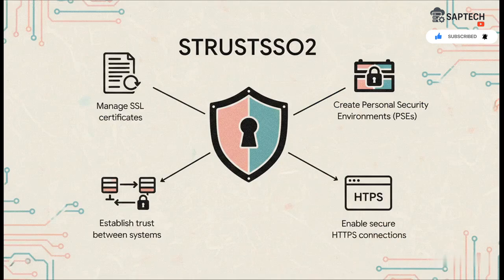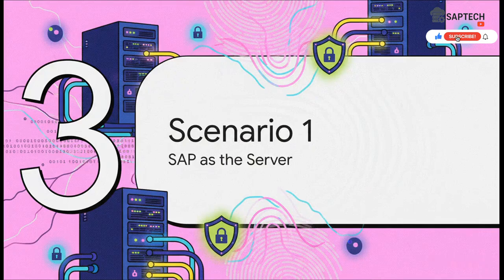So inside STRUST, you're doing a few core things. You're managing the life cycle of your certificates, and you're creating what are called personal security environments, or PSEs. Now, don't let the name scare you. A PSE is really just a secure digital wallet. It holds the certificate and its private key. It's this secure little container that lets you establish trust for all your secure connections, whether they're coming in or going out. Now, to really get this, let's break it down into two key scenarios you'll run into.